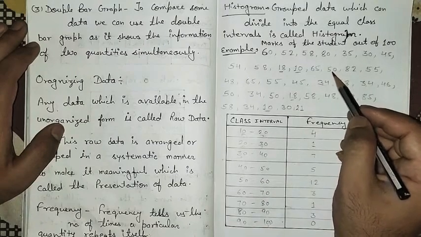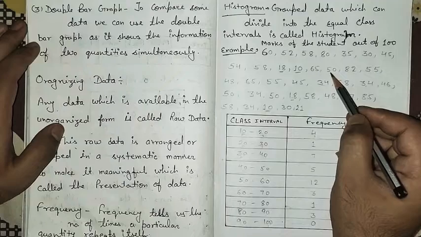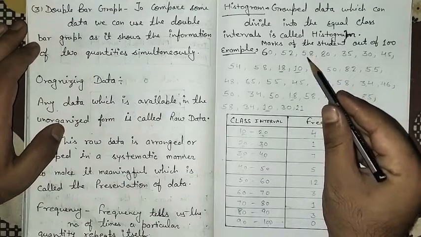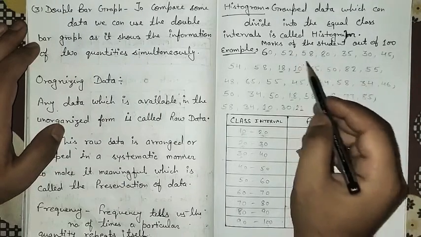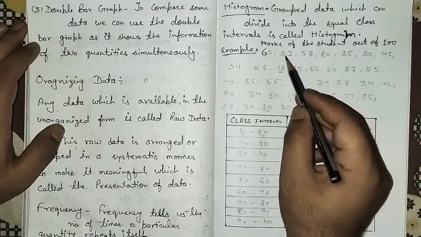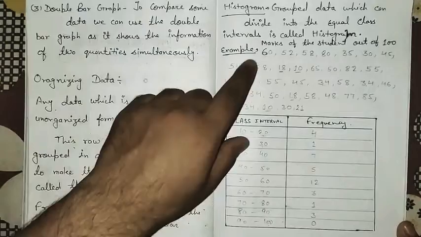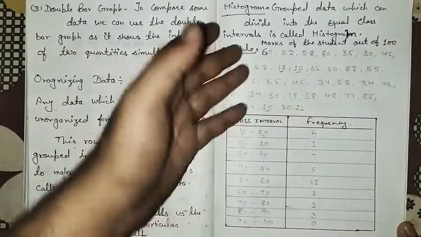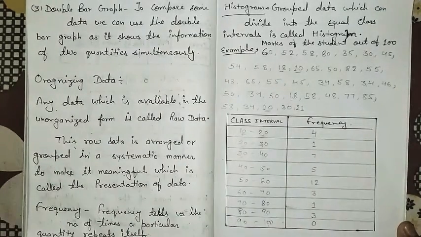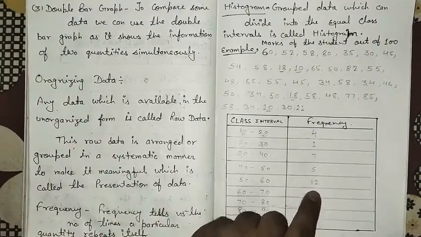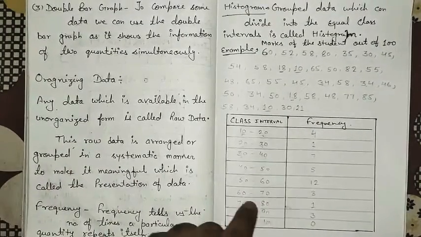So 50, 51, 52. So 1, 2, 3. You will not include 60. You have to count only 50 to 59. 60 will be the next group. So I have already counted. You can count, because if I count one by one, the video length will increase. So 50 to 59 there are 12 students.